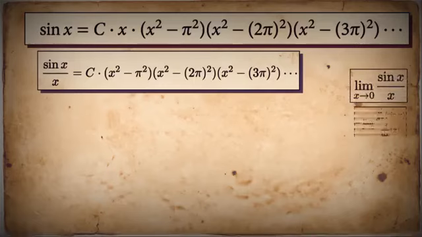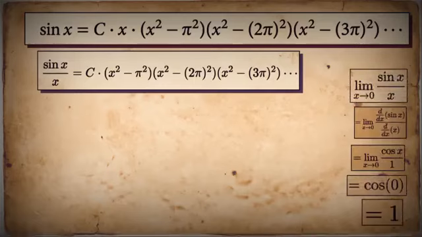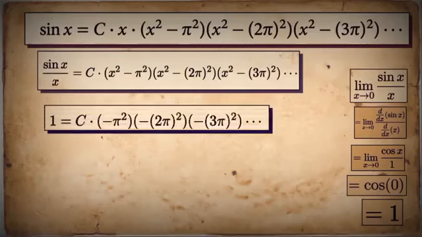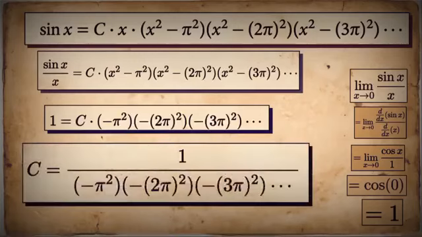To find c, we let x tend to 0. The left side, sine of x divided by x, approaches 1 as x tends to 0, by the standard limit that the ratio of sine x to x equals 1 at 0. On the right side, every factor x squared minus k pi squared approaches 0 minus k pi squared, which is negative k pi squared, as x tends to 0. Solving for c, it equals 1 divided by the product of all those negative squared values.